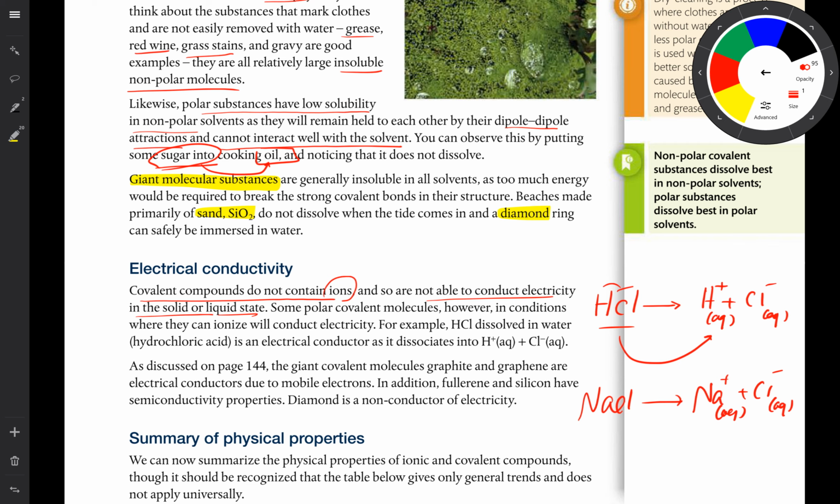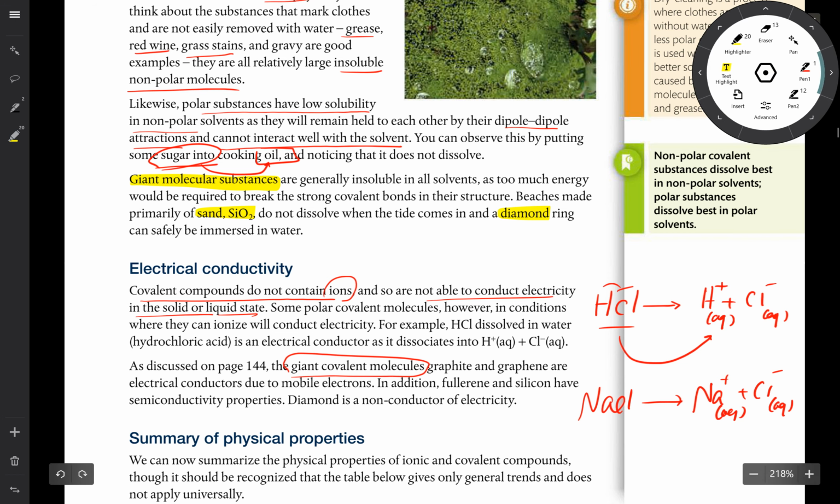Most giant molecular compounds are not electrically conductive, and you know that we had some exceptions like graphite and graphene. They are conductive because they have delocalized electrons which can move throughout the material. And also fluorine and silicon, they are semiconductors. They are not very good electrical conductors, but they are semiconductors. The rest of the giant molecules, like SiO2 and diamond, are non-conductors of electricity.